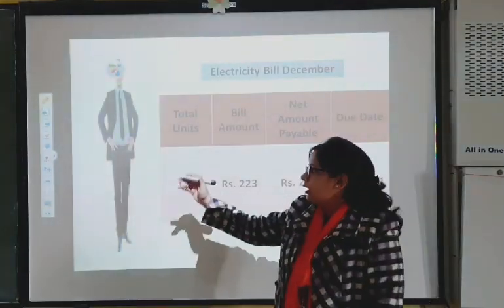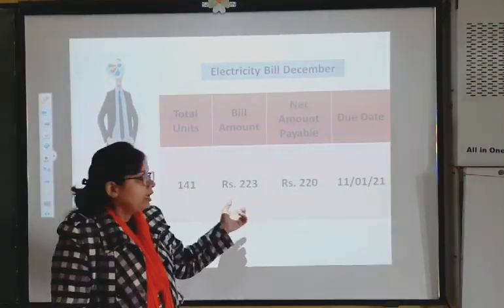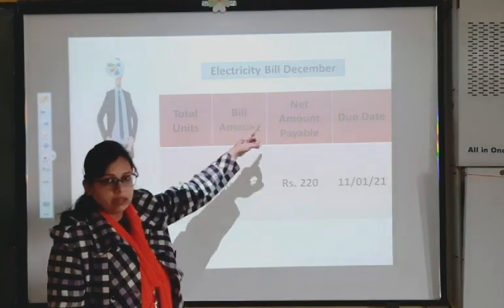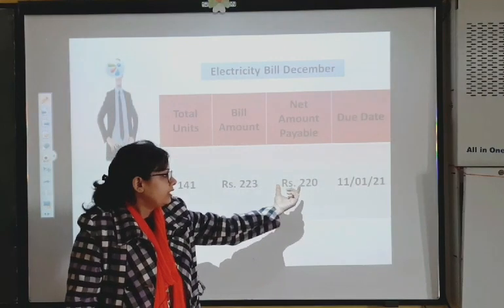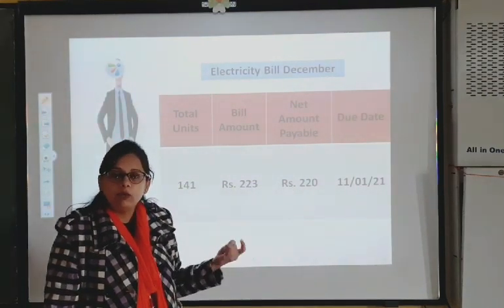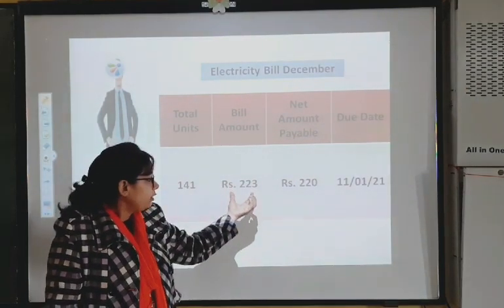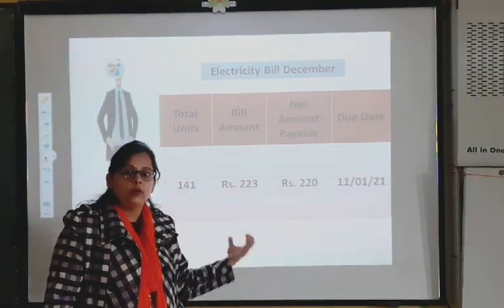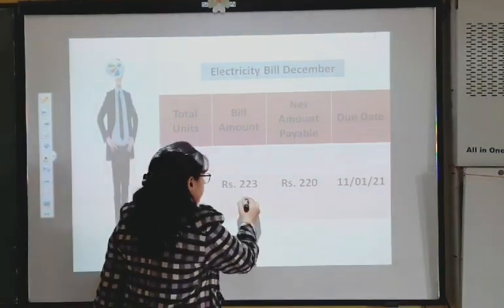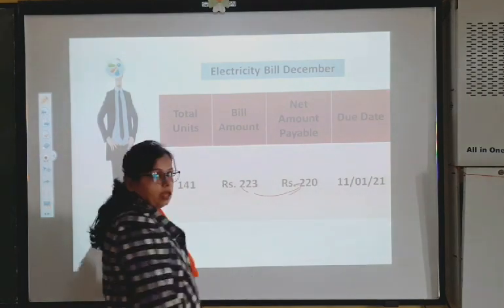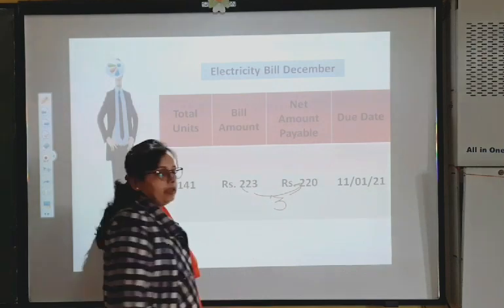So children, this is Mr. Sharma and this is his electricity bill. His electricity bill for the month of December is rupees 223 and the bill amount payable is 220 rupees. What is bill amount payable? Bill amount payable means that the bill is 223 but he has to pay only 220 rupees. It means that the electricity company is losing out some money. How much money? The electricity company is losing out rupees 3.